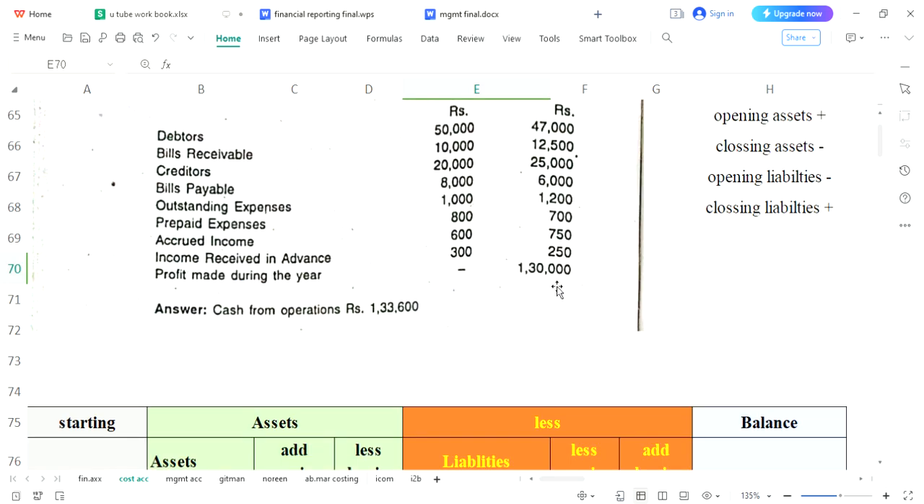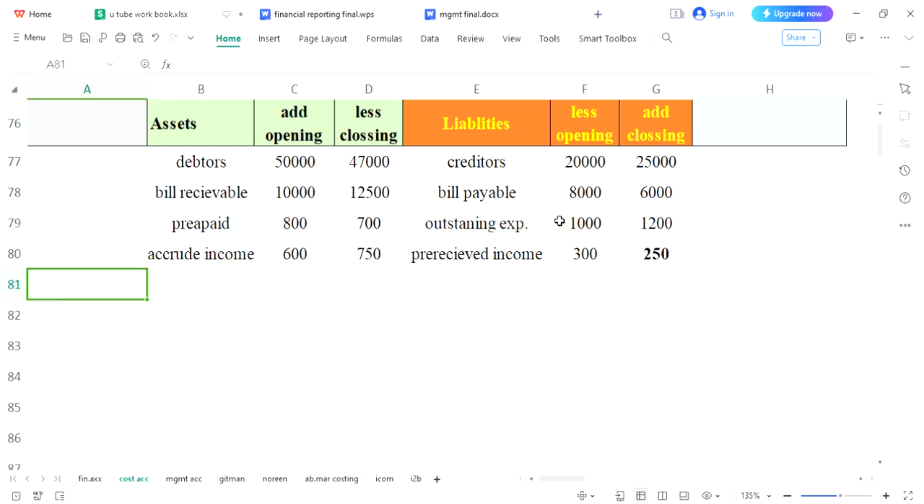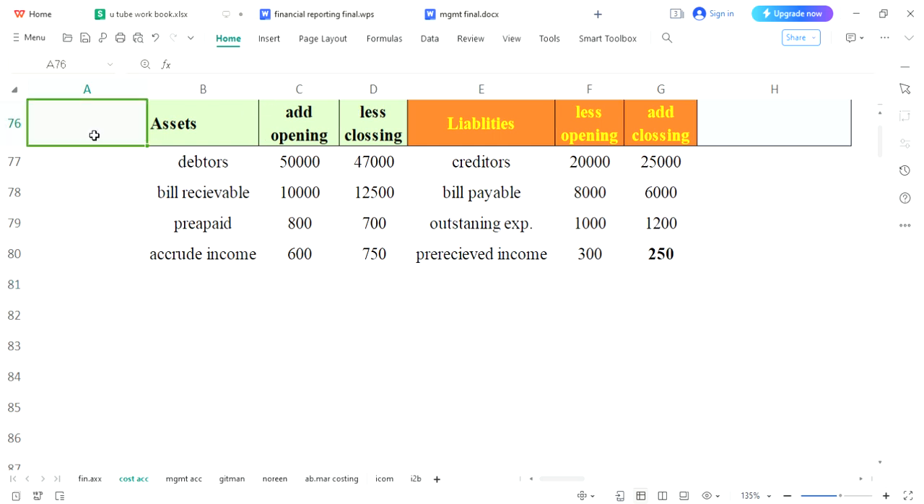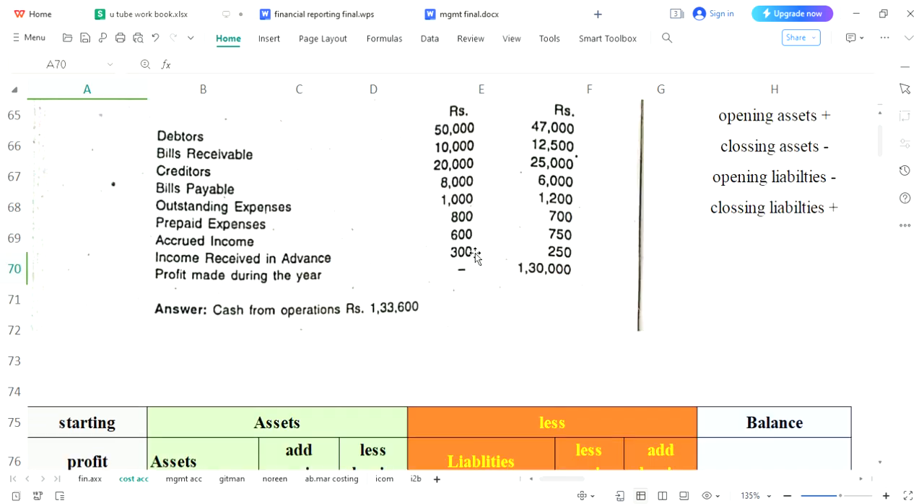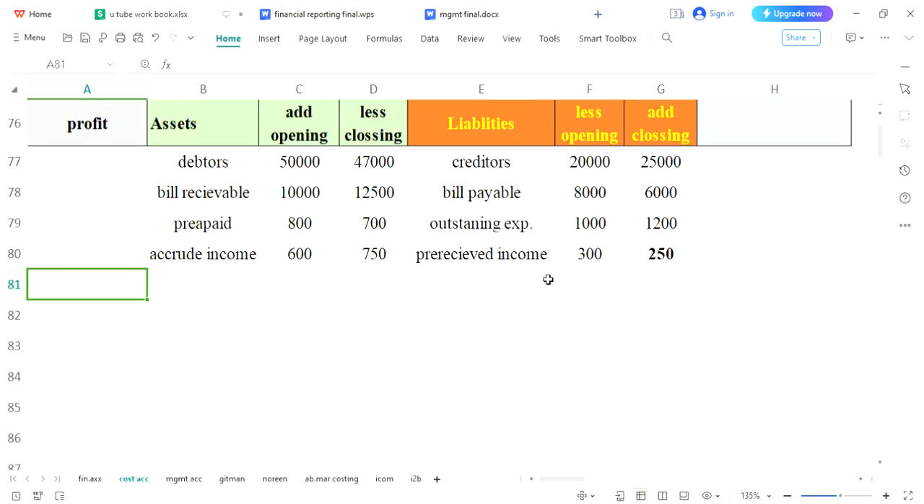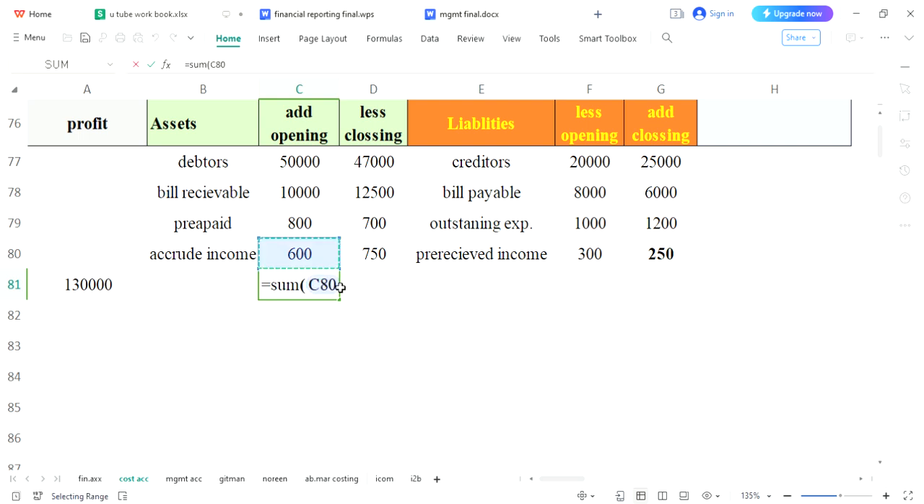Profit made during the year is 1,30,000. This is our starter, and you will mention over here that it is the profit with which we will start. The profit is mentioned as 1,30,000, so 1,30,000 would be posted over here. Now the next step: you will add all opening assets, subtract all closing assets, add closing liabilities and subtract all opening liabilities. The best way is to take the sum instead of adding and subtracting again and again.